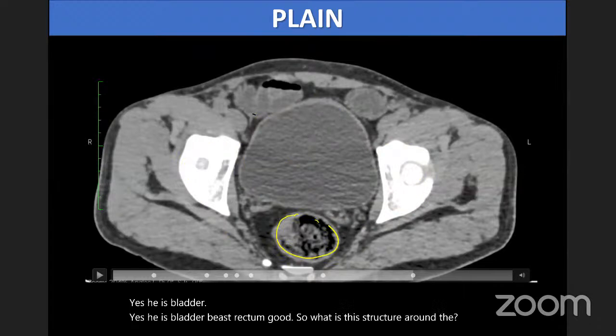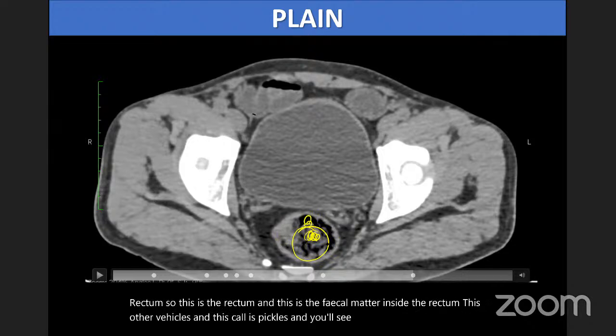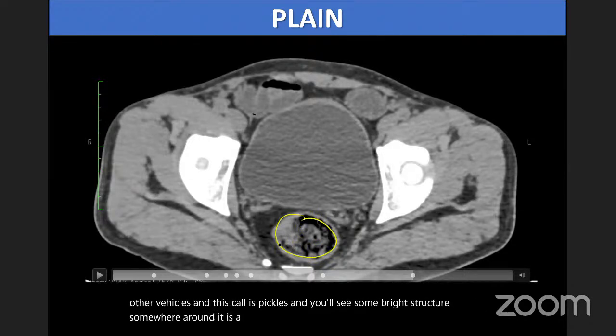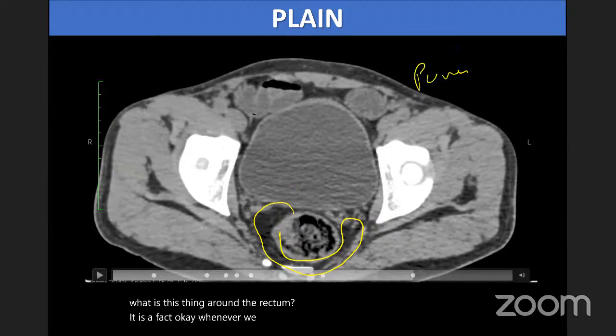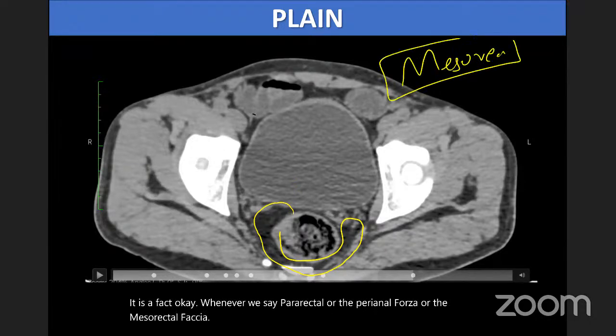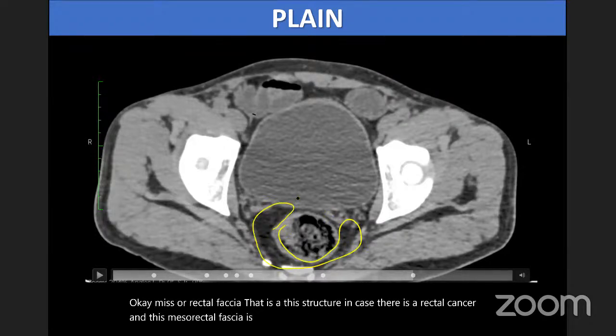So what is this structure around the rectum? This is the rectum, and this is the fecal matter inside the rectum. This is called the fecal sign. You will see some bright structure, some air around it. So this is a fecal pattern. So what is this thing around the rectum? It is fat. Okay. Whenever we say pararectal or perianal fossa or the mesorectal fascia. Okay. Mesorectal fascia, that is this structure. Now, if in case there is a rectal cancer and this mesorectal fascia is showing smudging, what does that tell you? That means that the tumor has spread into the mesorectal fascia.